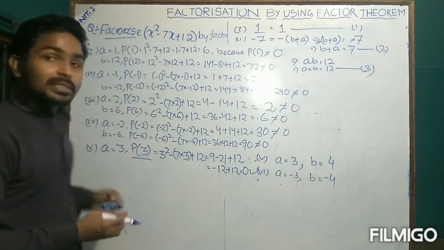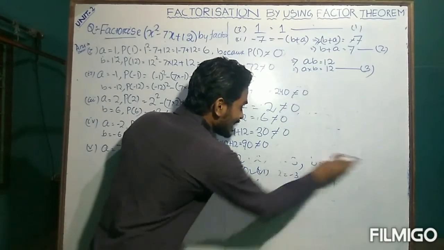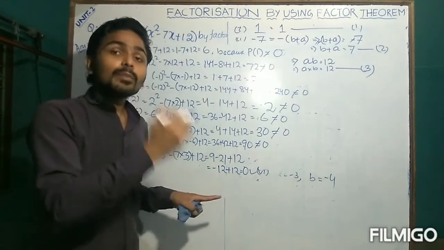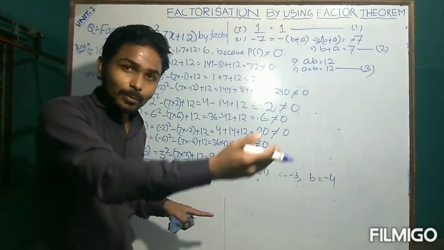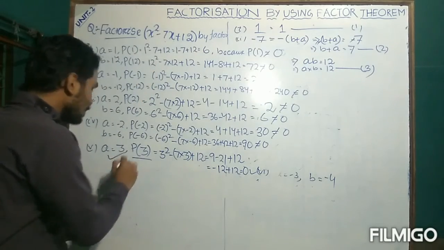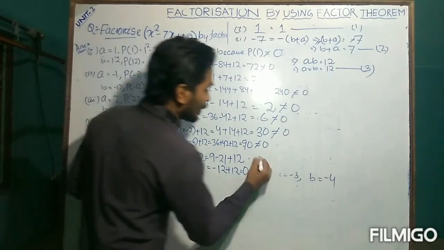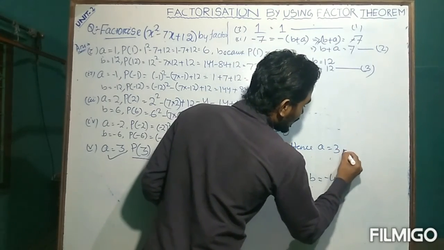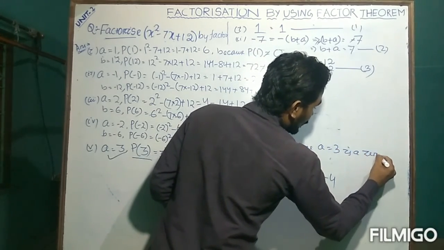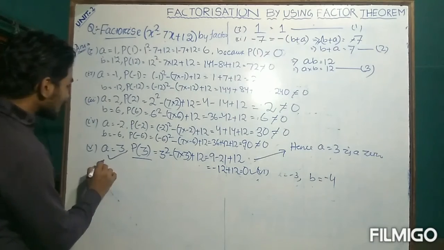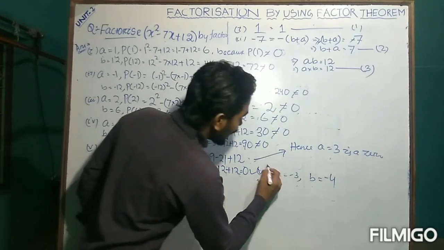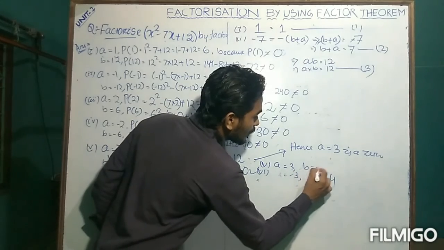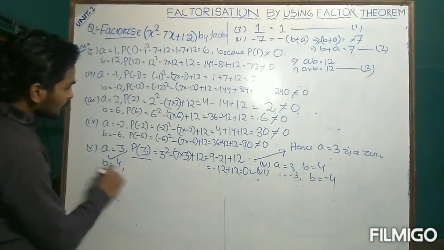After the 5th trial, we can say that for a is equal to 3, the polynomial's remainder is equal to 0. Hence a is equal to 3 is a 0. You can write, hence a is equal to 3 is a 0. Now let us try the second one. Here we have a is equal to 3, b is equal to 4. So let us try b is equal to 4.